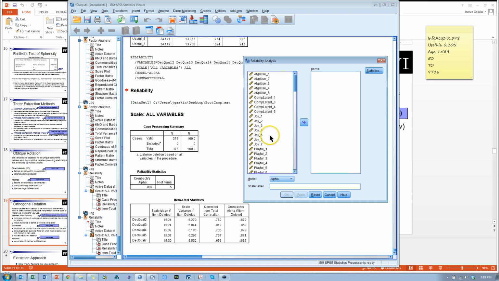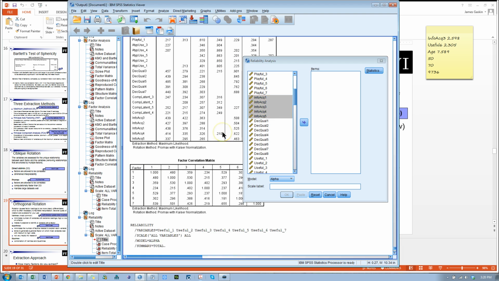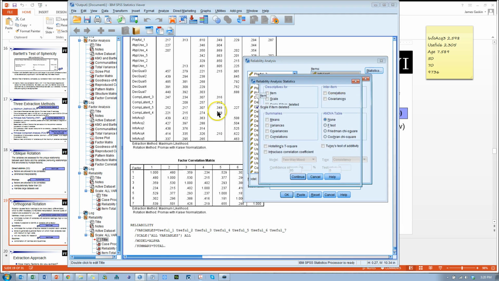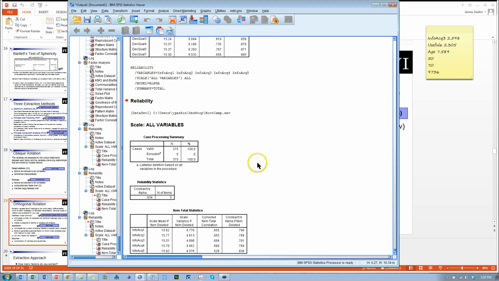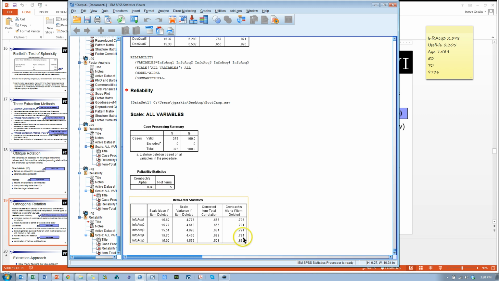James, what are you clicking on under statistics? Is it correlations or keep it at height? I'll show you. One moment. Did we get rid of any InfoAc? No. Okay. In statistics, I only clicked on scale if item deleted. That's it. Continue and continue. And 0.834, these are all great.